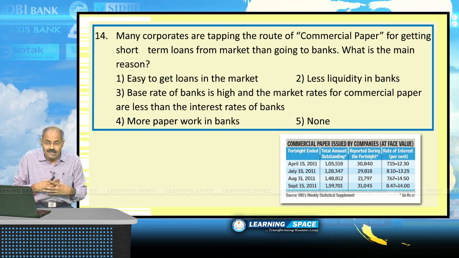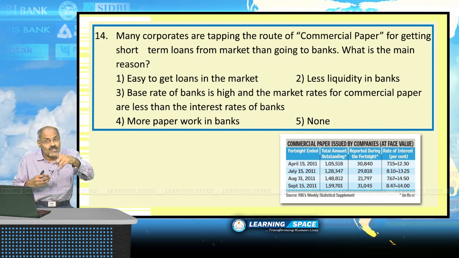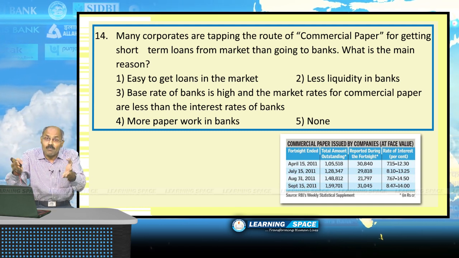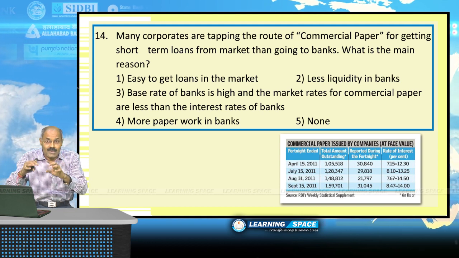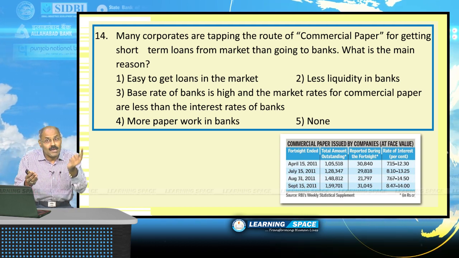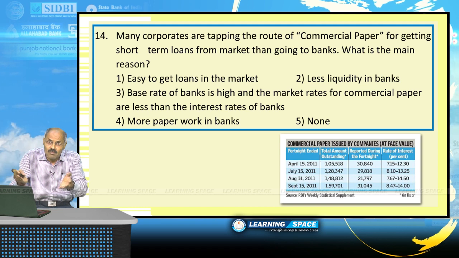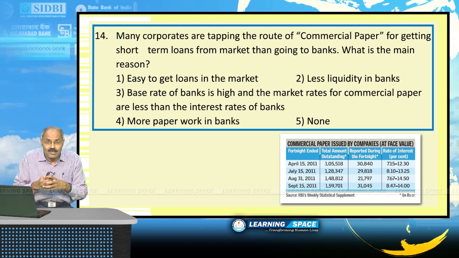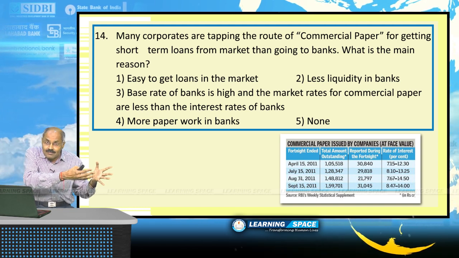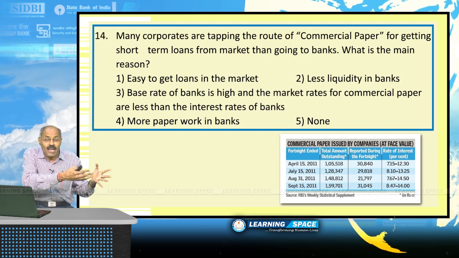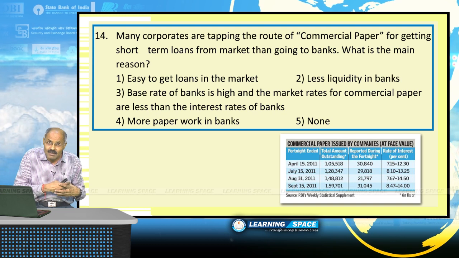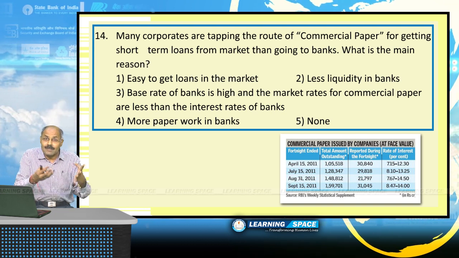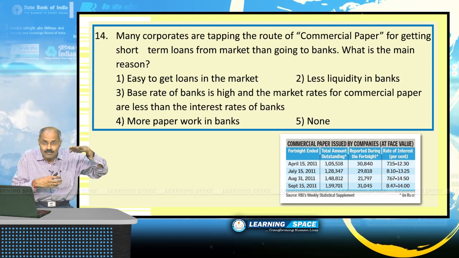You look at Reliance Industries. By issuing commercial paper, he borrows from the market for short term, not for long term. By issuing commercial paper, he can borrow for short term up to 1 year only. But he is not going to the bank. When he goes to the bank, he has to pay interest of around 12% or 13% or 11%, because the bank's base rate is around 10%.